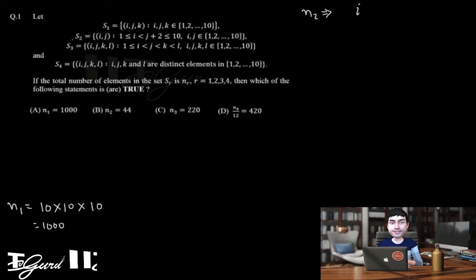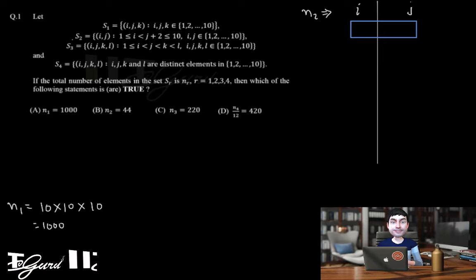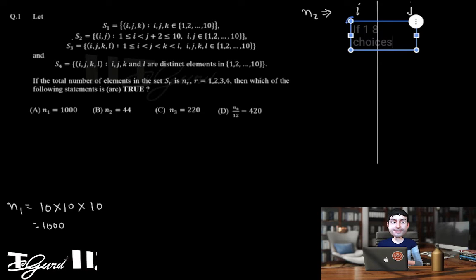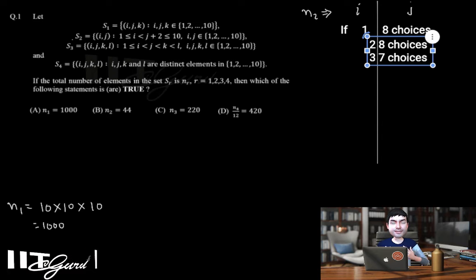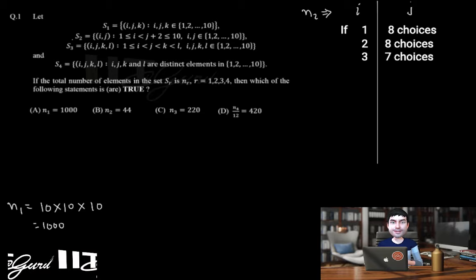And this what we call J, and let me tabulate this. If I is chosen as 1, then J will be chosen for how many numbers? So for I that is 1, J has 8 choices. If I is 2, then J has 7 choices. And if I has 5 choices, then J will have. Similarly, you have to think about it.